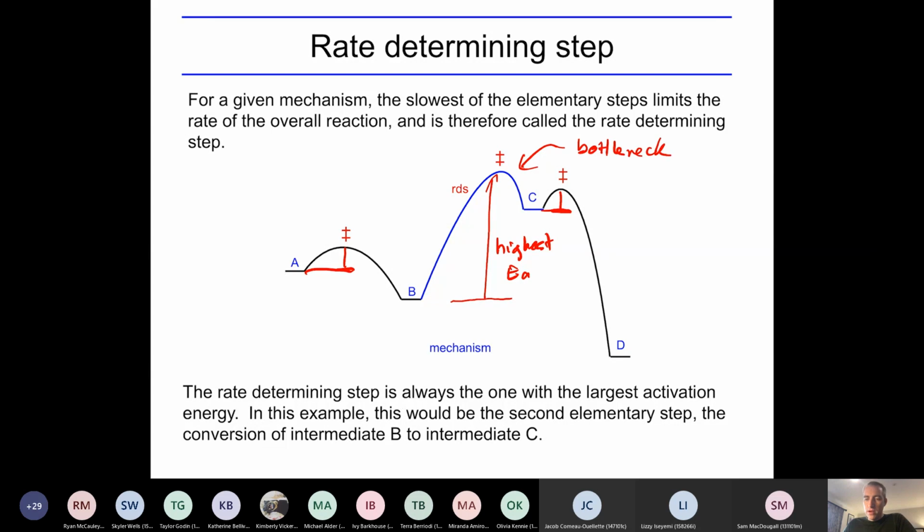Right? A will form B right quick, and it takes a while. The B's built up to form C, and then when C is formed, it can kind of quickly, immediately go to D. So the slow part of that process is B going to C.